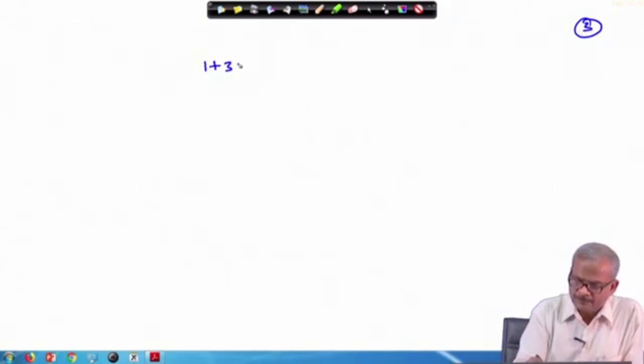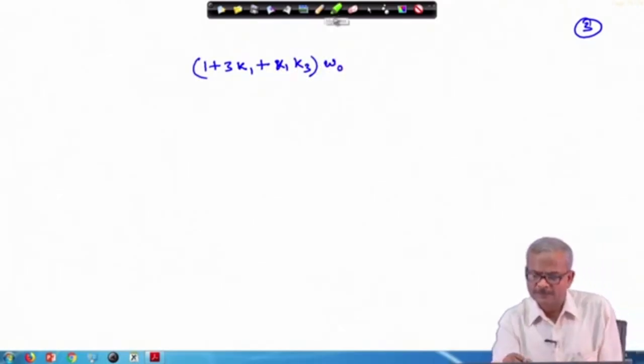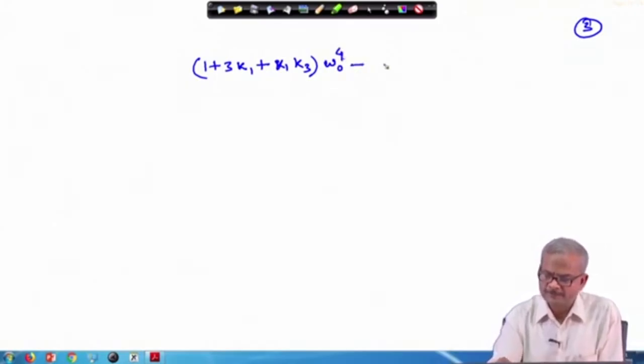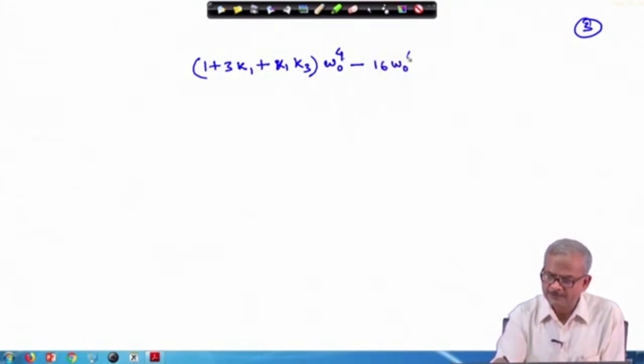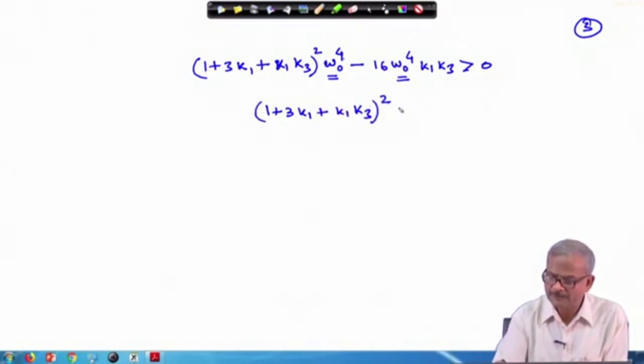So, from here what we get? 1 plus 3 k 1 plus k 1 times k 3 omega 0 to the power 4 minus 4 into 4, so that makes it 16. So, we will write here directly 16 omega 0 to the power 4 k 1 times k 3, this should be greater than 0, and omega 0 is a positive quantity, so we can eliminate it. So, this gets reduced to 1 plus 3 k 1 plus k 1 times k 3 square, this should be greater than 16 k 1 k 3.